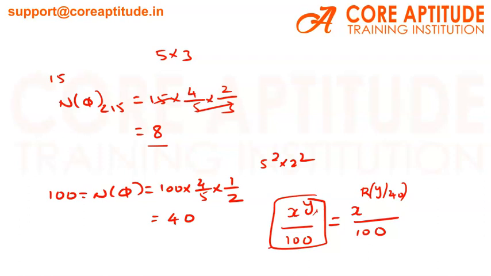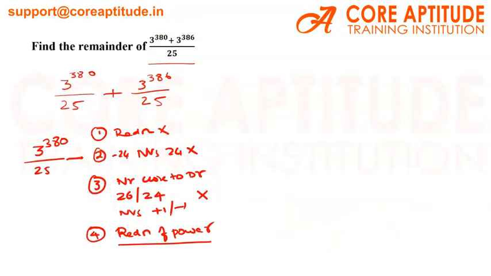Reducing the power, I just replace the power with the remainder of y by 40. Now let's come back to this. It's 3 power 380 divided by 25. You know that reduction of power is possible. Reduction of power, 25 is the denominator.